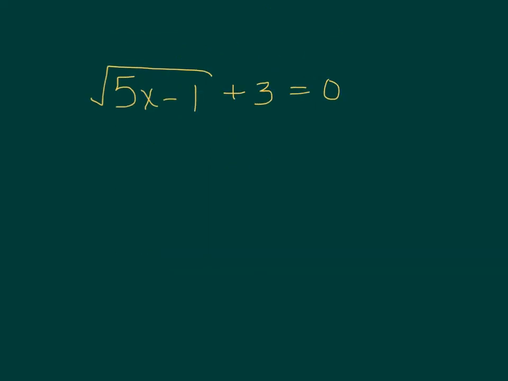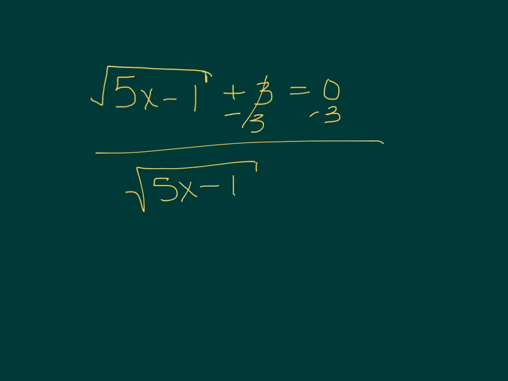Let's go ahead and look at our second problem. Now, in this second problem, this radical is not isolated. There's a positive 3 that we need to move. So my very first step in this case is going to be to minus that positive 3 over to the other side, and then I'm going to apply the power rule.